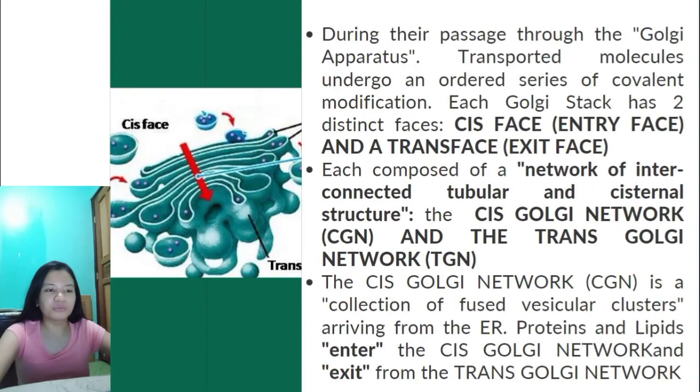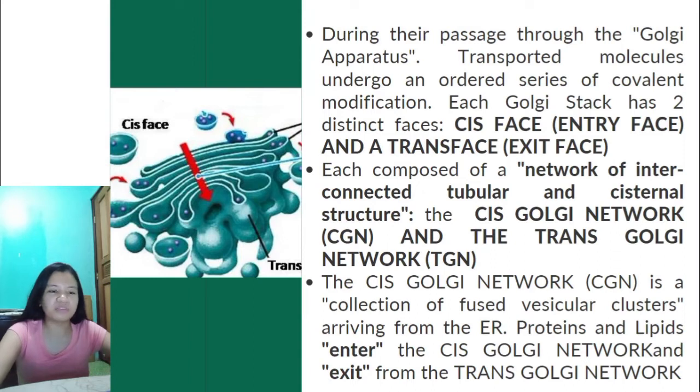During their passage through the Golgi apparatus, yung mga transported molecules nag-undergo sila ng mga ordered series ng covalent modification, which is yung each Golgi stack, meron silang two distinct phases na nangyayari. So, sa cis phase, ayan yung entry phase, and then yung trans phase, ayan naman yung exit phase. So, each composed of a network of interconnected tubular and cisternal structures, which is yung cis-Golgi network or CGN, and then yung trans-Golgi network, which is yung TGN.